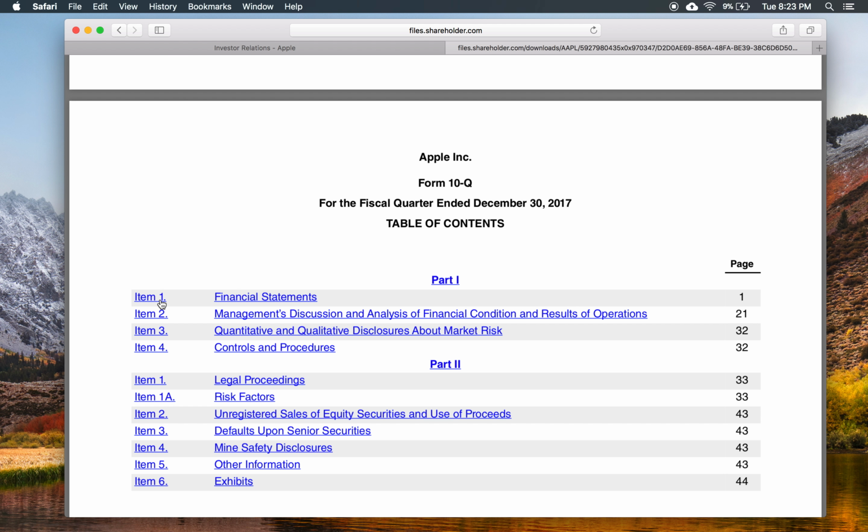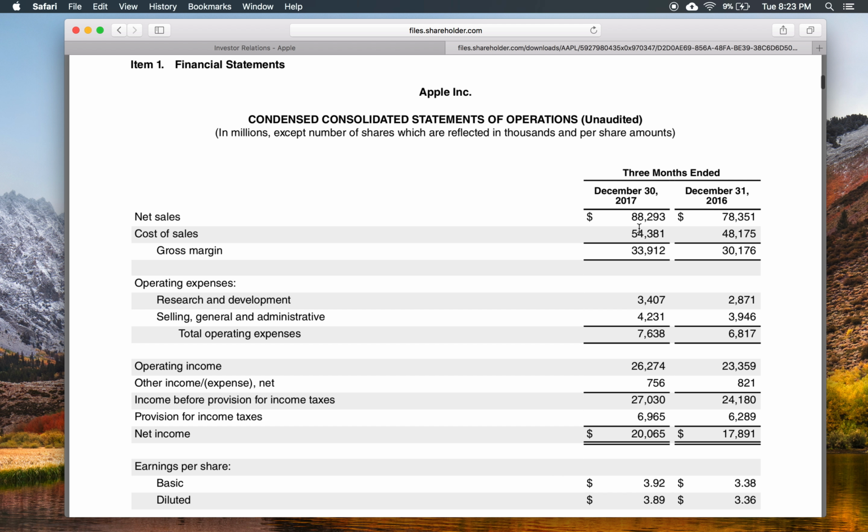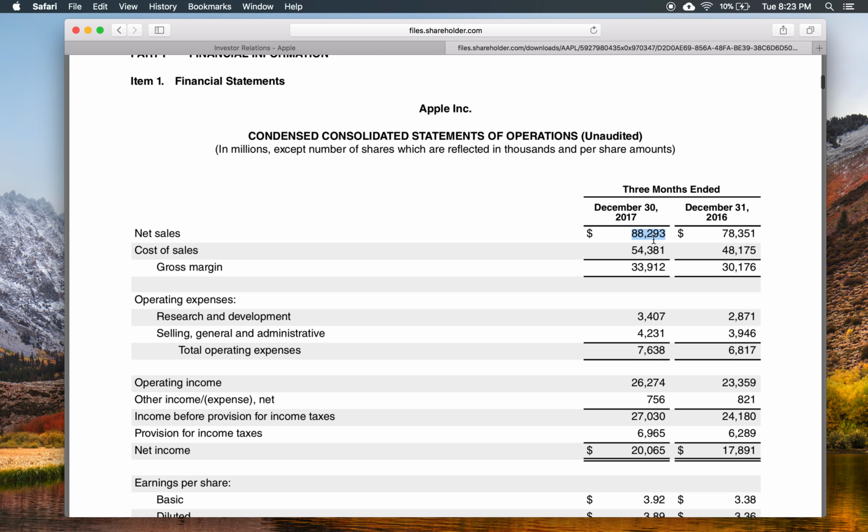So let's say we want to look at Apple's income statement, see how much revenue they collected in 3 months between September and December. It's important to note how they report it. Here we see that it's in millions. So that means that the last digits you see are millions. 88 billion, 293 million in net sales. That's how many iPhones, Macs, everything they sold in that 3 months. They sold 88 billion worth of goods.